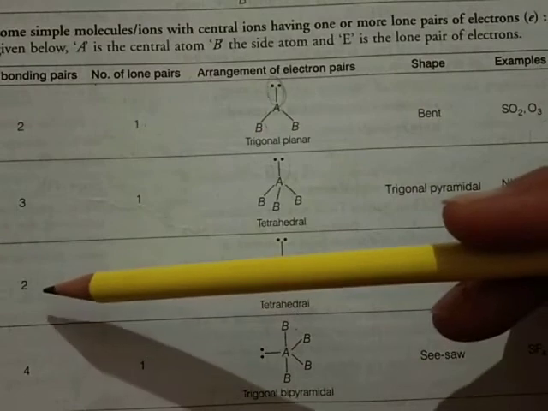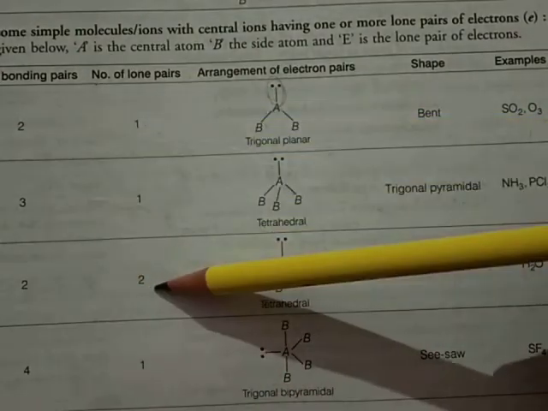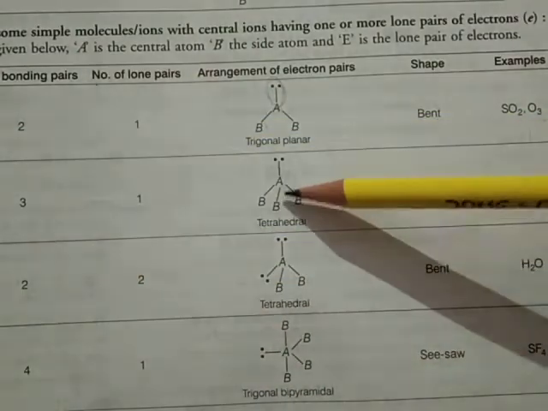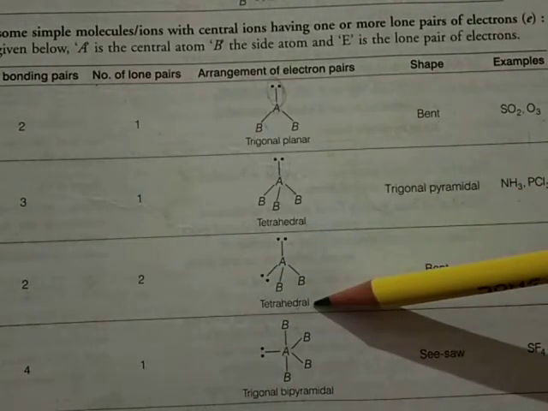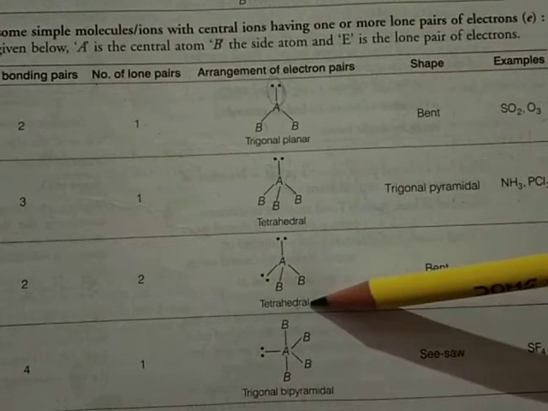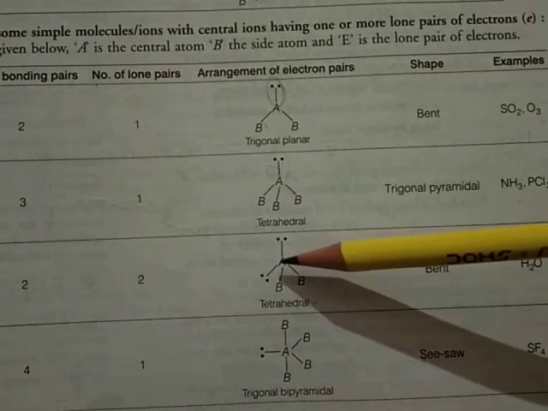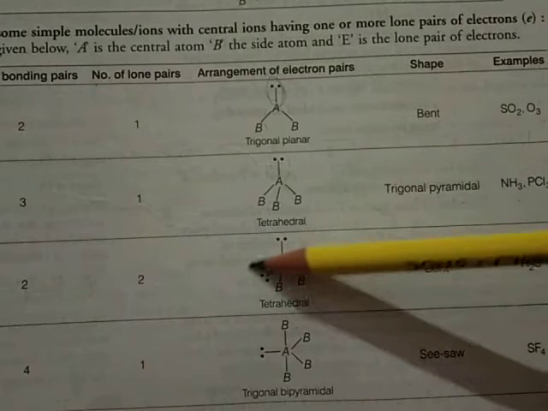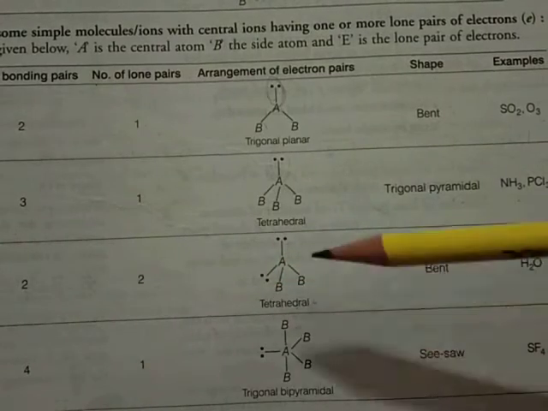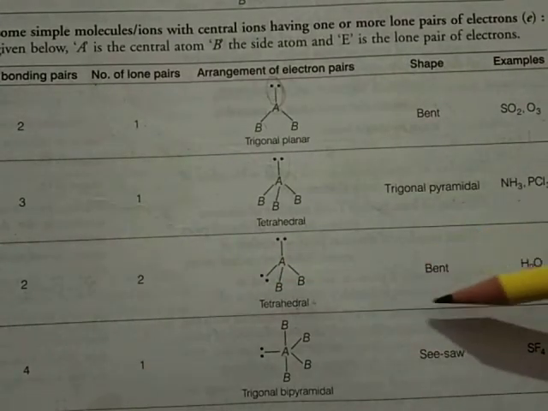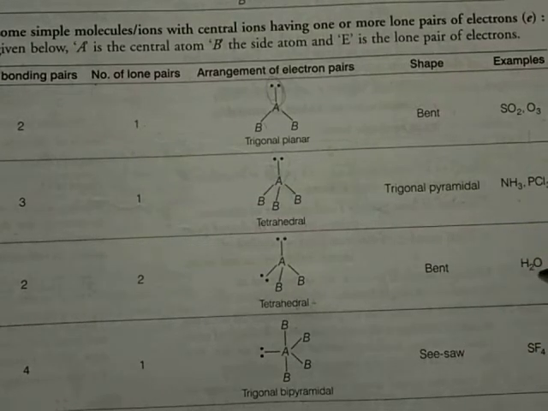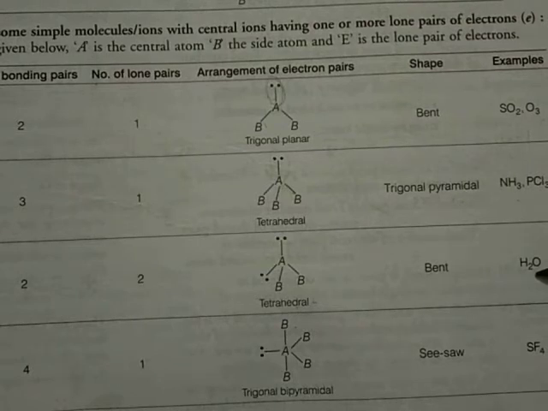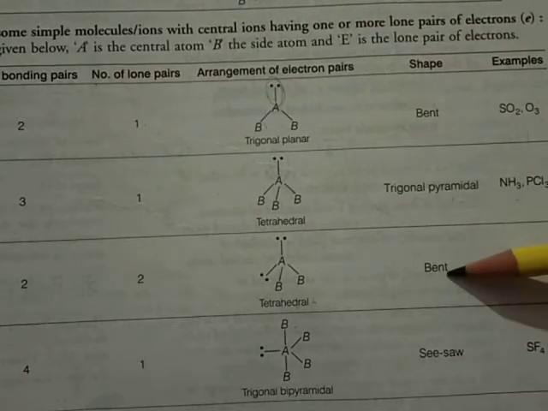Next, if the bond pair is 2 and the lone pair is also 2, then it will form the same shape, that is tetrahedral, because 2 plus 2 is equal to 4, and 4 has the tetrahedral shape. Due to the presence of 2 lone pairs its shape is also distorted and becomes bent. Here we take the example of water. Water has 2 lone pairs and it will form a bent or V shape.